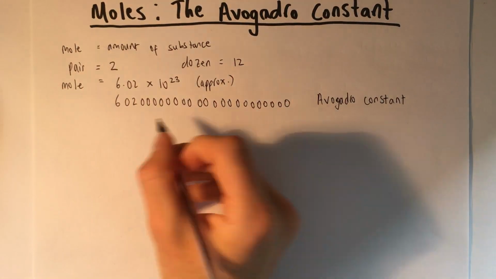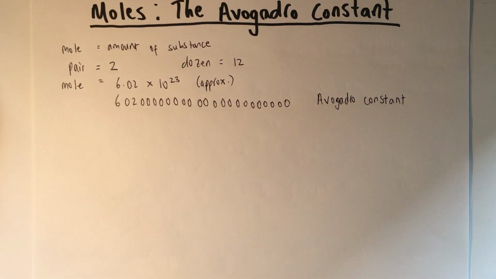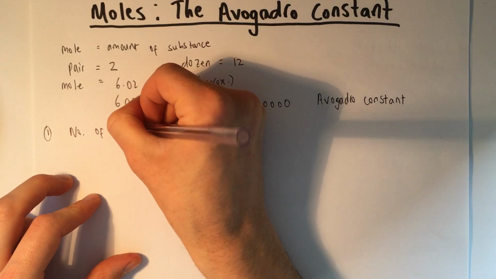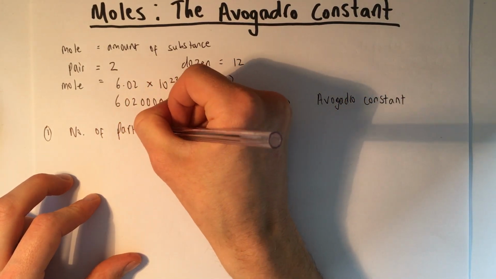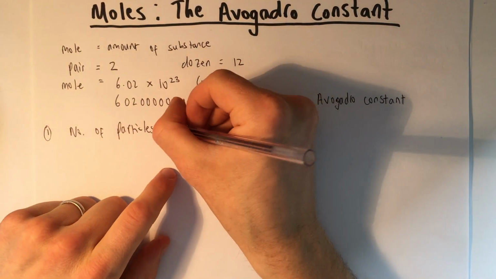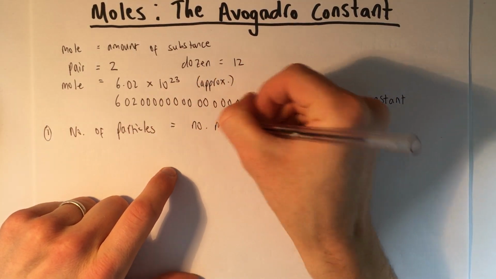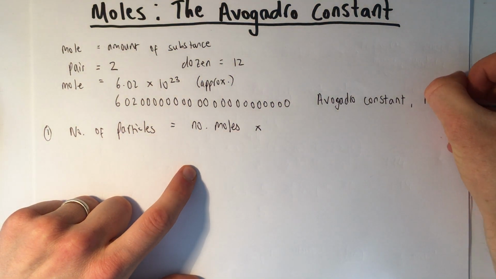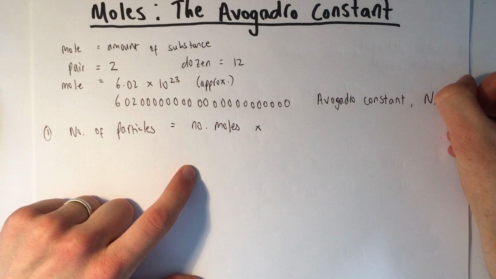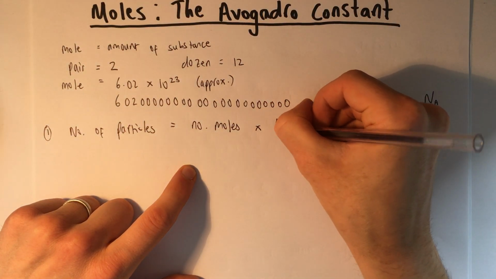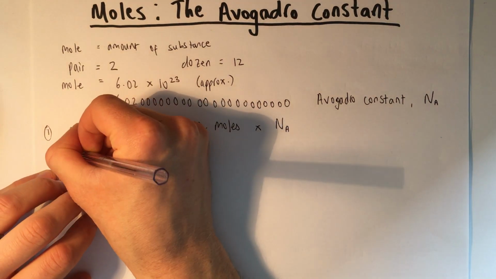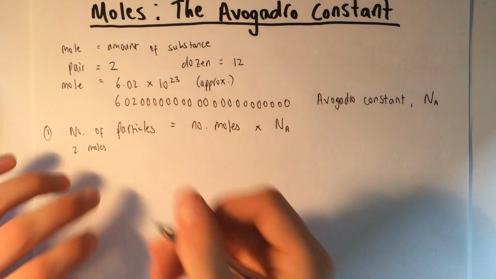We can work out, using this number, the amount of particles in something if we know the number of moles. So this is the first thing that we'll be working out, number of particles. And see that, if we know the number of moles, we just times it by the Avogadro constant. Sometimes the Avogadro constant is given this symbol N with a subscript capital A. So that's what I'm going to use just to make it easier to write out. So, for example, if I was told that I had 2 moles of water, 2 moles of water is roughly a mouthful of water.